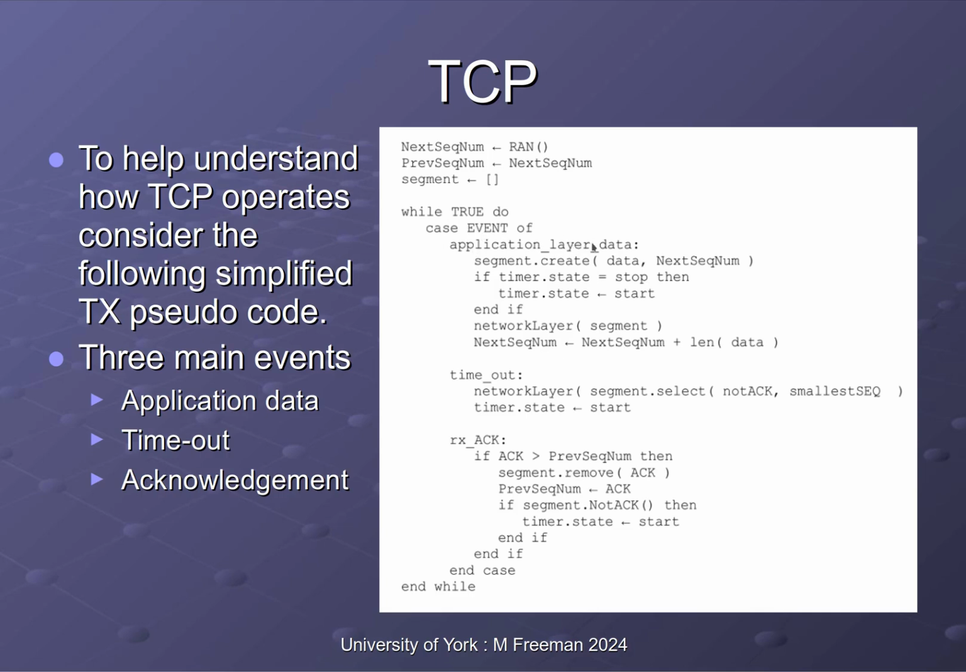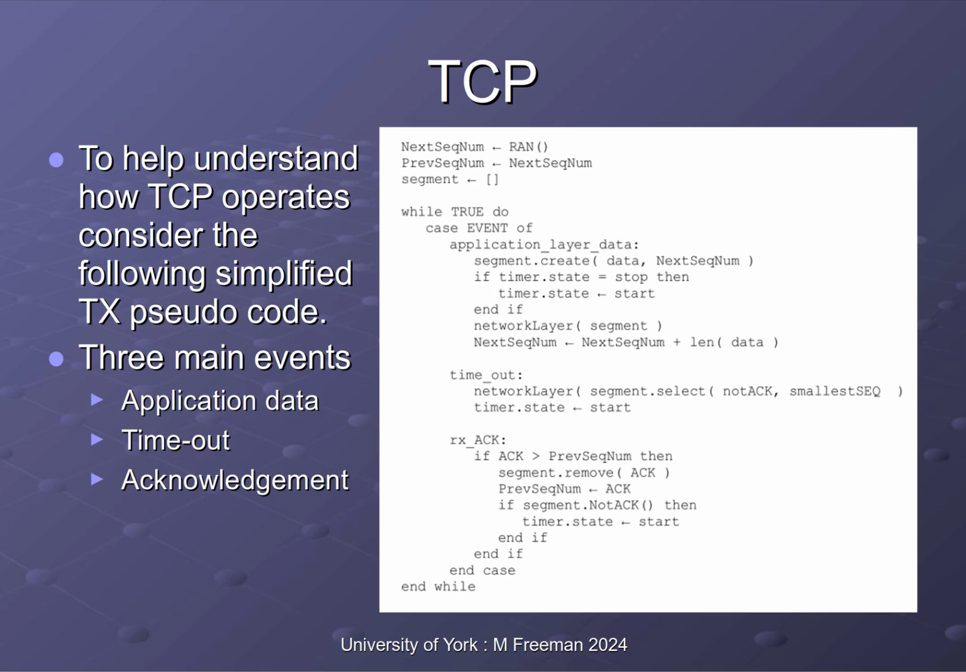First, a message can come down from the application layer that needs to be transmitted. Second, we could have a timeout. Previously we have transmitted some data, but we haven't received an acknowledgement within a reasonable amount of time, so we want to retransmit our data. The third event is that we do receive an acknowledgement. At this point, we know we can remove some of our data from our TX buffer. We don't need to keep a copy of it anymore because we've got an explicit positive acknowledgement from the receiving device that that data has been received correctly.